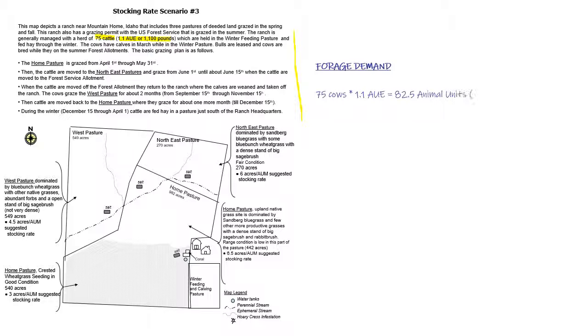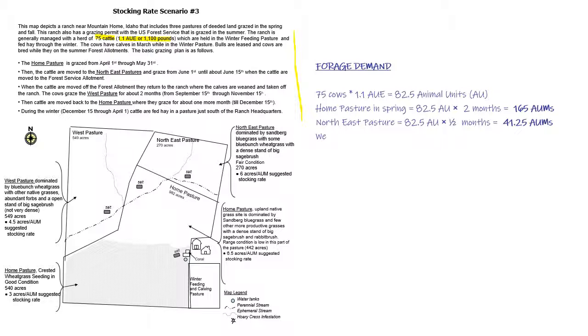75 cows at 1.1 animal unit equivalents means that we actually have 82.5 animal units of demand. In the home pasture, they graze there for 2 months. That's 165 animal unit months of demand. In the north pasture, they graze there for a half month. That's 41.25 animal unit months of demand. And in the west pasture, those 82.5 animal units graze there for 2 months. That's 165 animal unit months of demand.